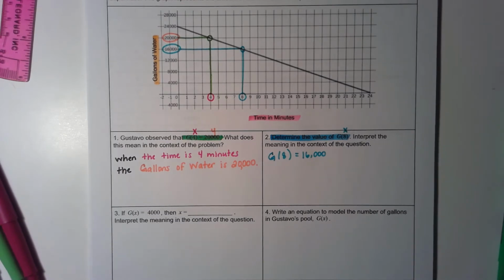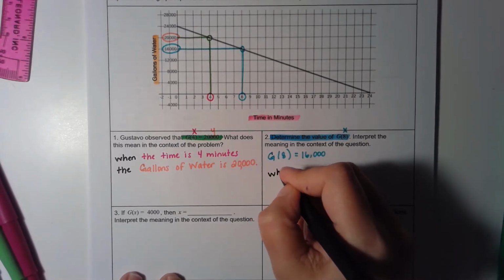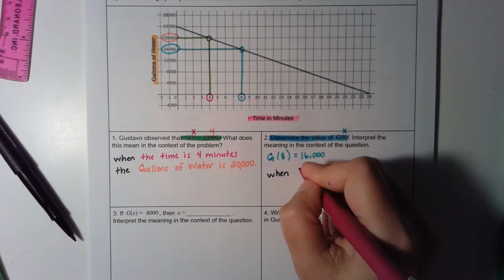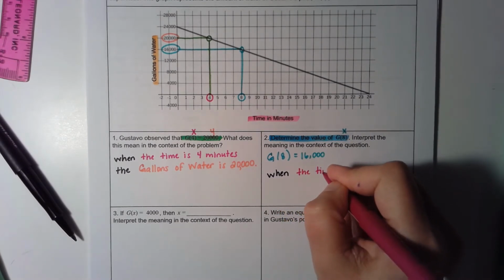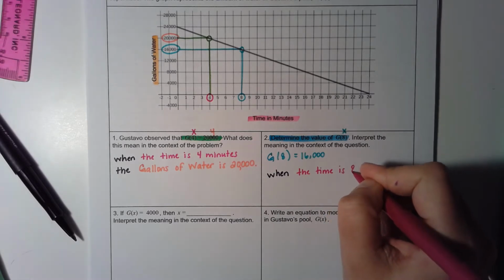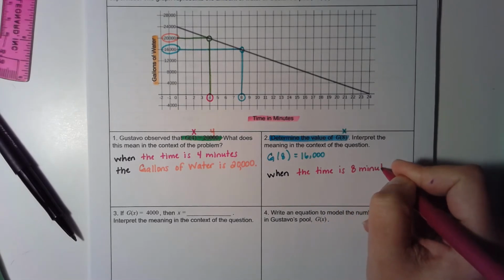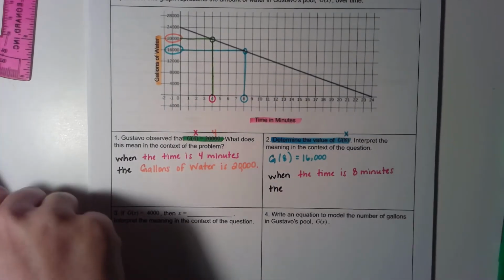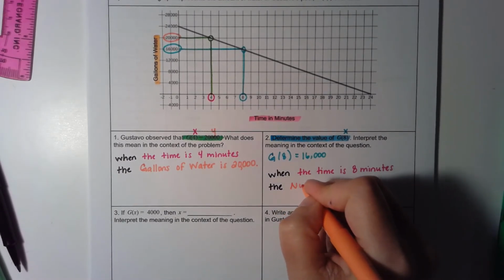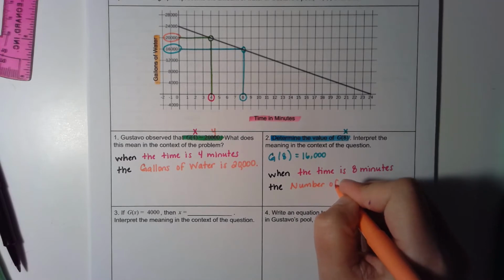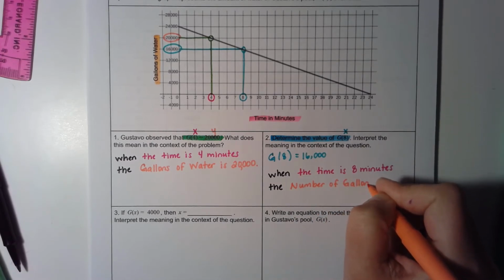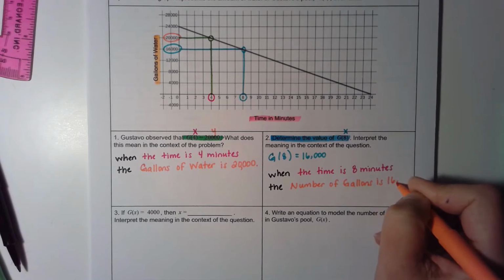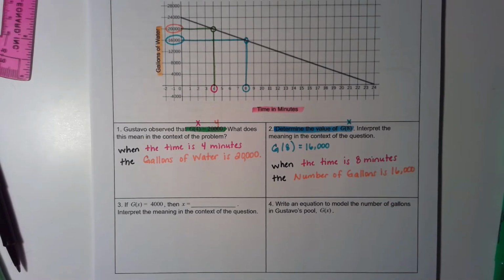Now, to interpret the meaning, I need to explain what the 8 means as well as what the 16,000 means. So I would say when the time is 8 minutes, because the 8 is the minutes, and then the 16,000 is the number of gallons. So we would say the number of gallons, or the gallons of water, is 16,000. Again, I'm explaining what the x means and I'm explaining what the y means.